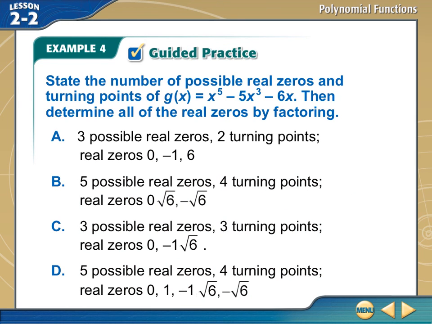All right, as we wrap up our lesson, I would like for you to state the number of possible real zeros and the turning points, and then determine all the real zeros by factoring. Go ahead and hit pause, figure out what your answer is, and you'll type that in at the end.